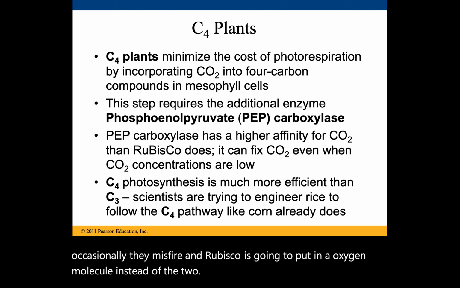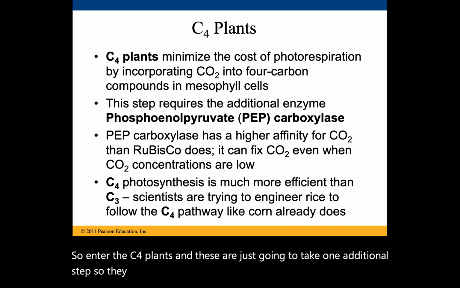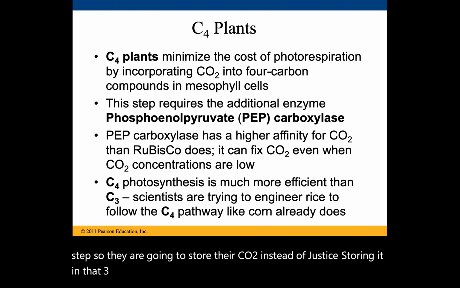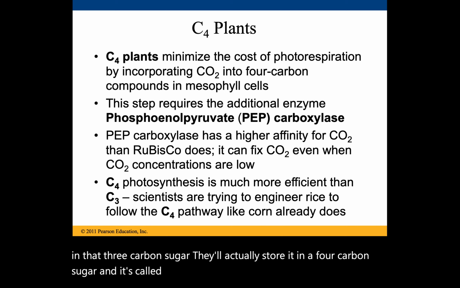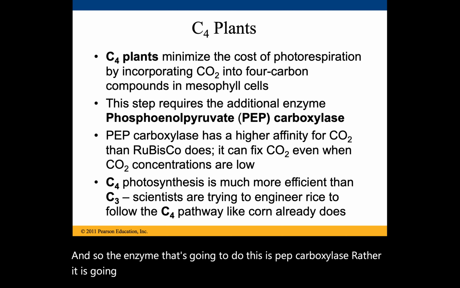So enter the C4 plants. And these are just going to take one additional step. So they're going to store their CO2, instead of just storing it in that 3-carbon sugar, they'll actually store it in a 4-carbon sugar, and it's called phosphoenol pyruvate. And so the enzyme that's going to do this is PEP carboxylase. It is going to add a CO2 to phosphoenol pyruvate. And so that is going to fix an additional carbon.